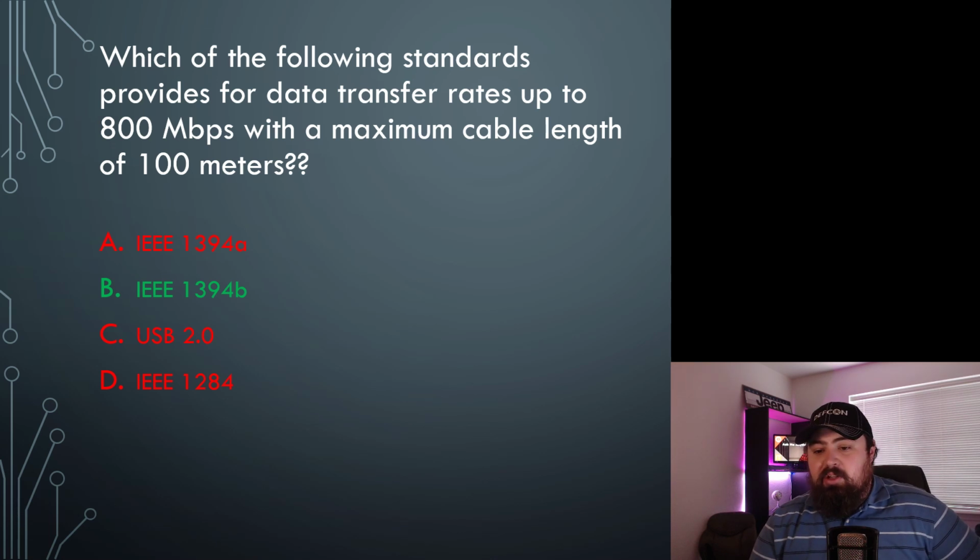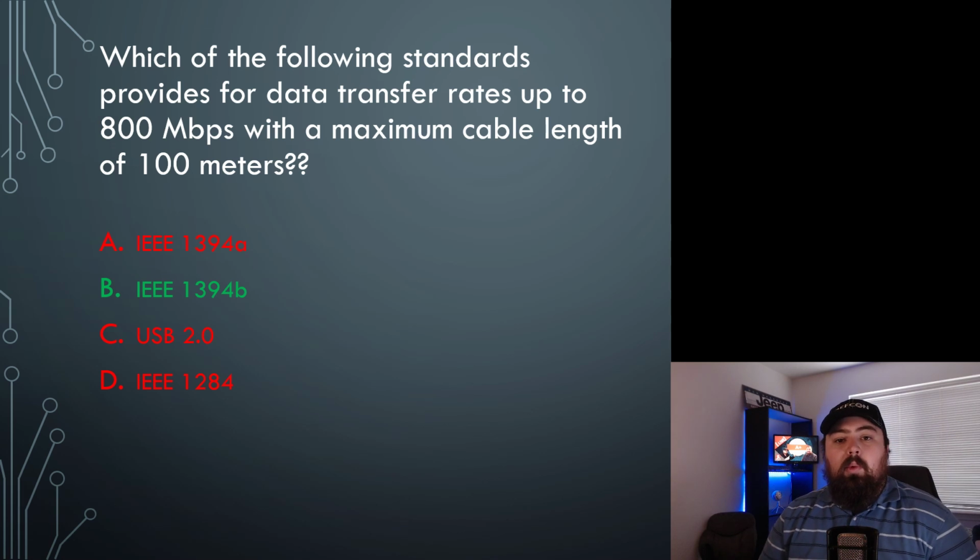Really quick, USB 2.0. The USB 2.0 specification only allows transfer rates up to 480 megabits per second and only over 5 meters. And IEEE 1284 or parallel has data transfer speeds up to a maximum of 2 megabits per second and a cable length of 10 meters. So these are all standards you need to know, and you need to know the parameters. How far can these standards transmit, and at what rates can they transmit as well.